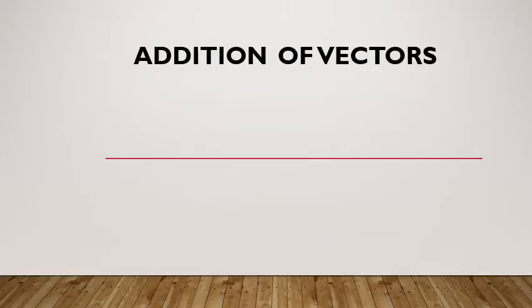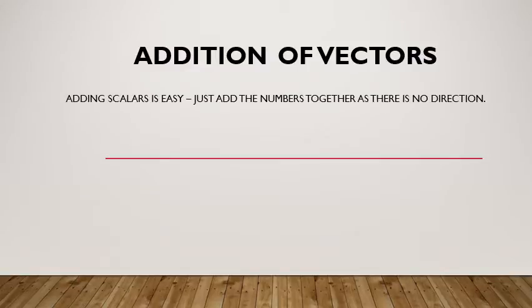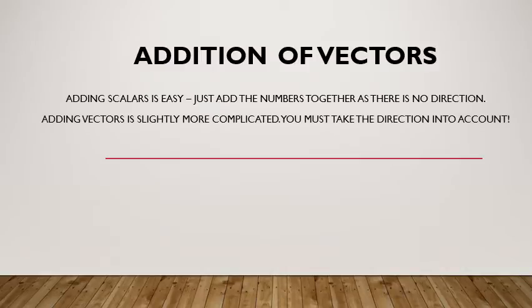Okay, addition of vectors. When you're adding scalars, it's pretty straightforward. Because they only have magnitude, all you really need to do is add the numbers together. There's no direction you need to take into account. Vectors, on the other hand, are slightly more complicated. You have to take that direction into account, otherwise you'll get the wrong answer.